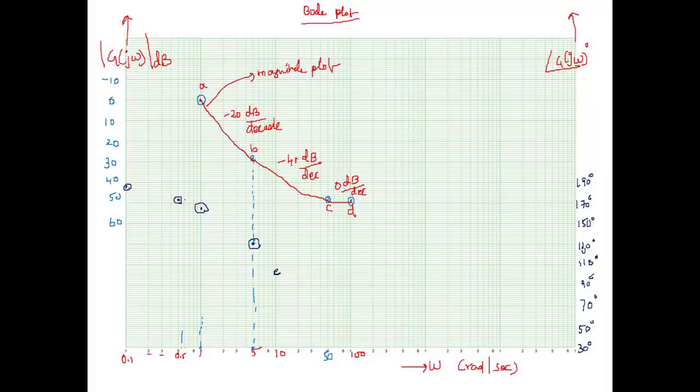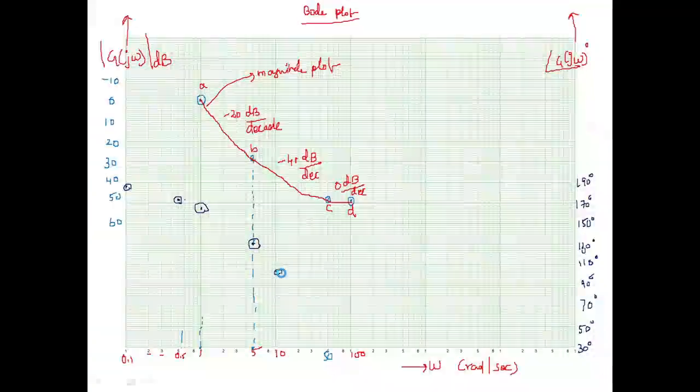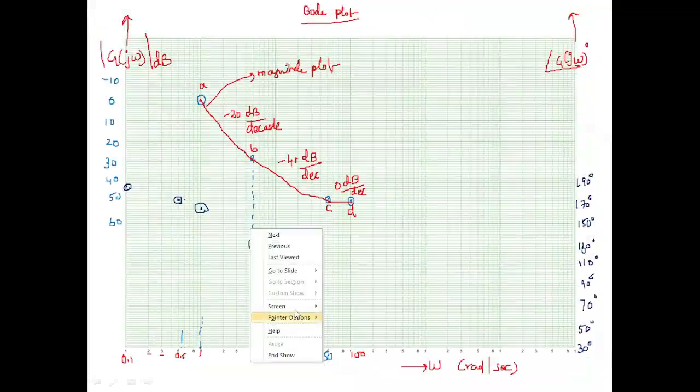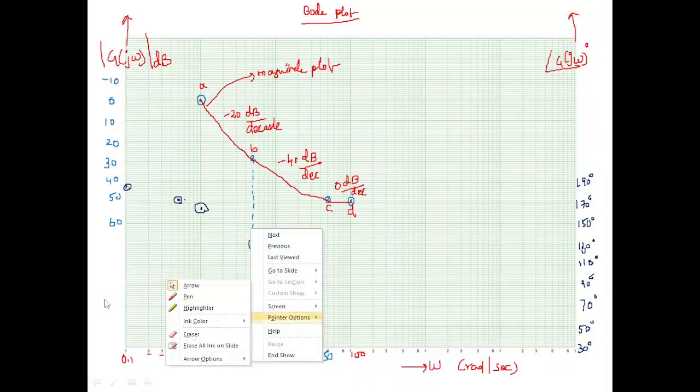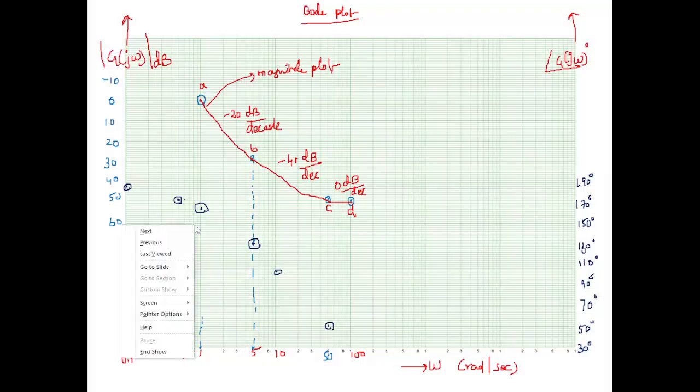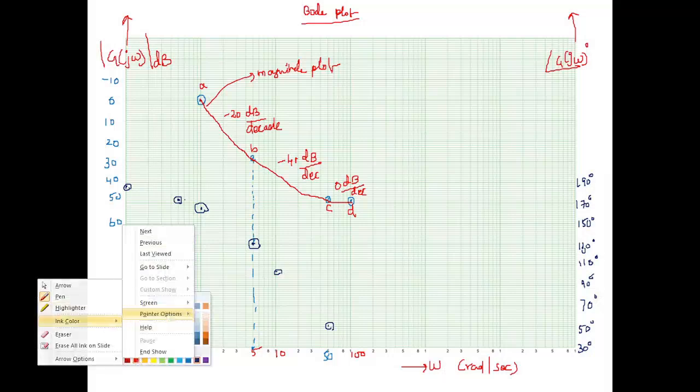Remember, it is an approximate plot only. For the frequency 50, the value is 51. So 50 is here, above 50, so I can put it on the 50 line. There is no issue. Now what you have to do is connect all these points. This is how we have to draw the phasor plot.